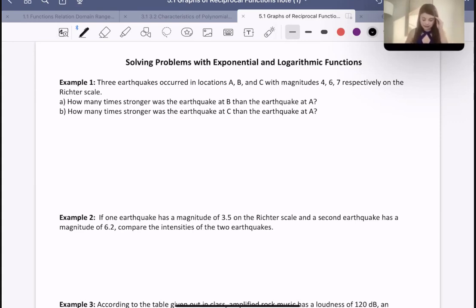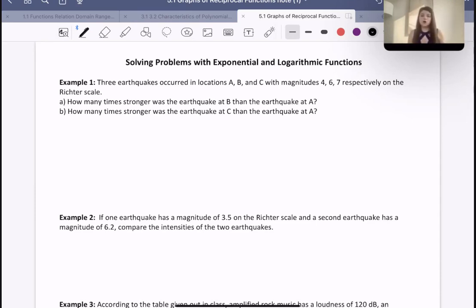It says, three earthquakes occurred in locations A, B, and C with magnitudes 4, 6, and 7, respectively, on the Richter scale. How many times stronger was earthquake B than earthquake A? And how many times stronger was the earthquake at C than the earthquake at A? Okay, so when it comes to the Richter scale, we know that going up by 1 is actually multiplying by 10, right?